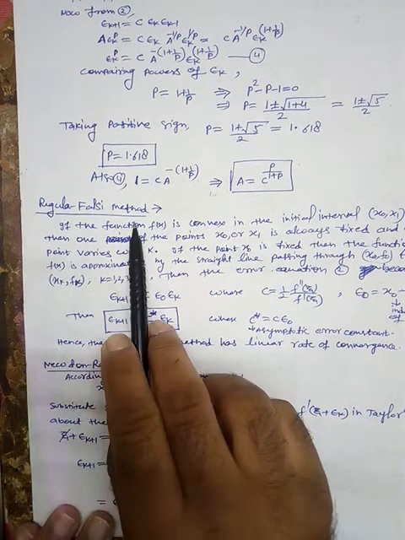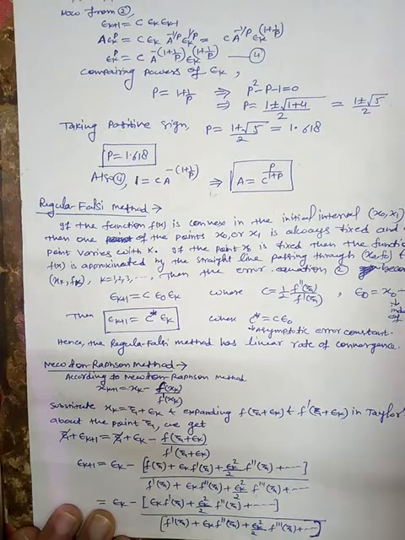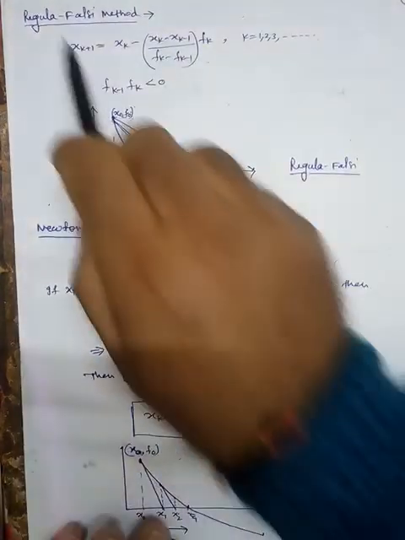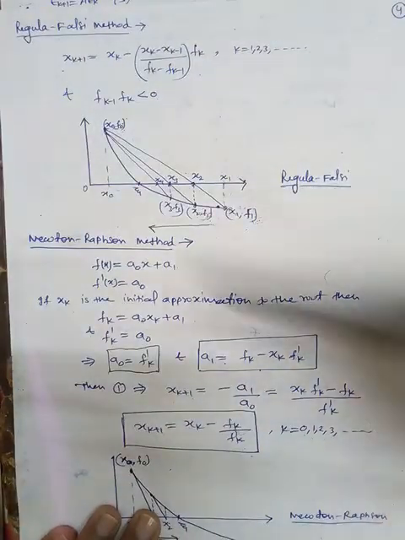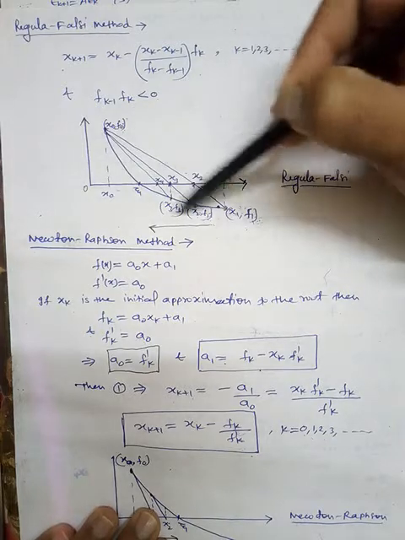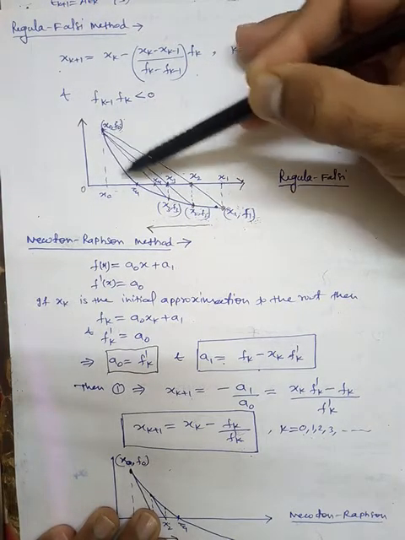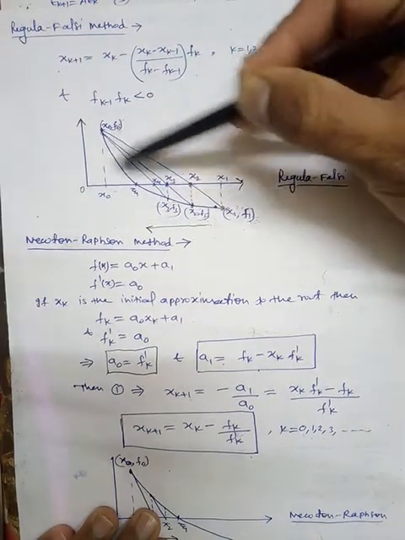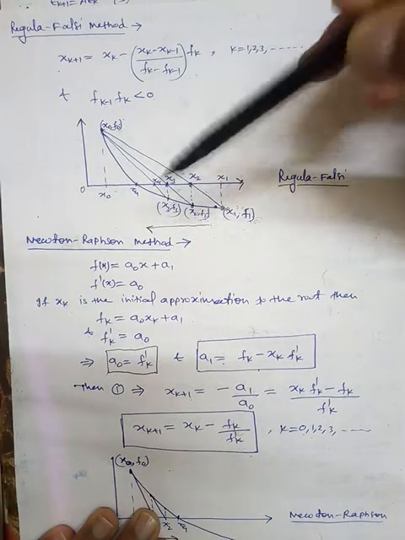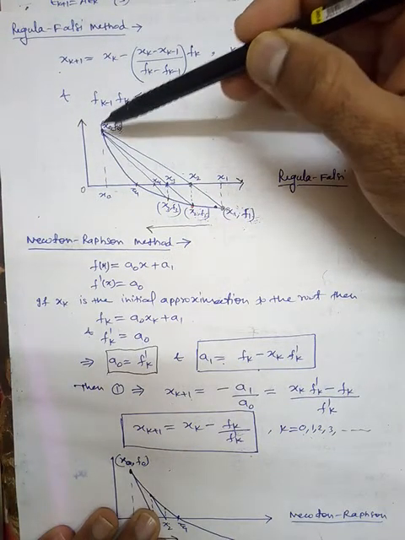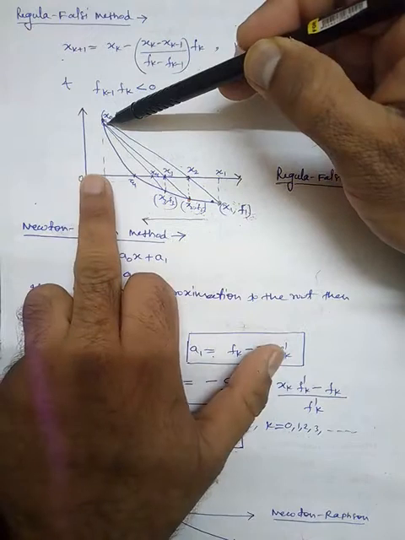So, the Regula-Falsi method. Now if you remember, this was the Regula-Falsi method. Okay, and you have the strategy like this. Here you will see that this function is a convex function, and another important thing is that this point is constant, fixed. This point is fixed.